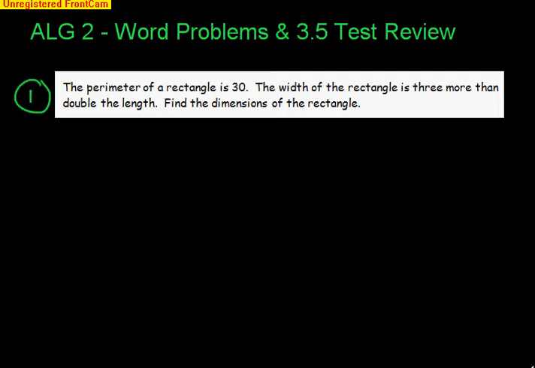Okay, so here's the first word problem. It says that the perimeter of a rectangle is 30. The width of the rectangle is 3 more than double the length. Find the dimensions of the rectangle. Okay, the question tells you what the variables are.